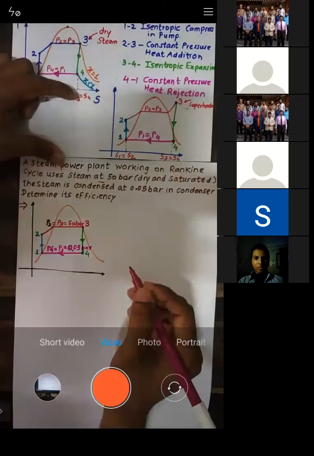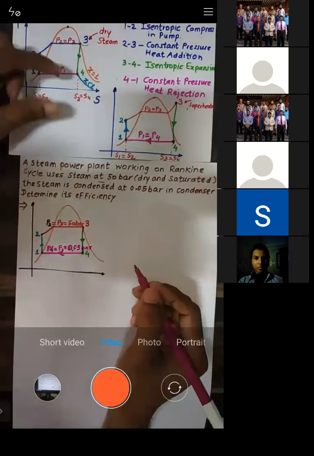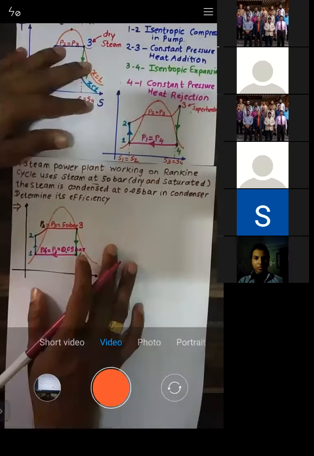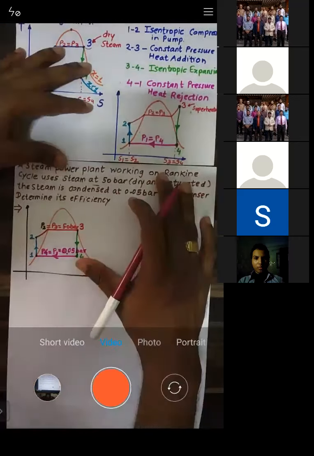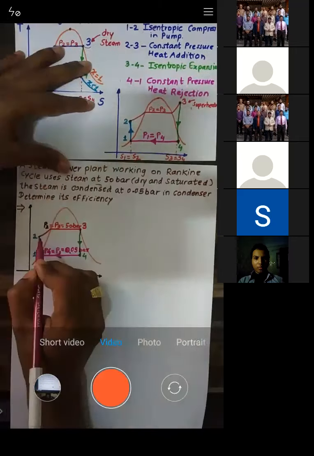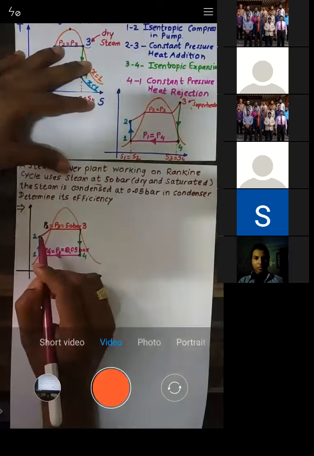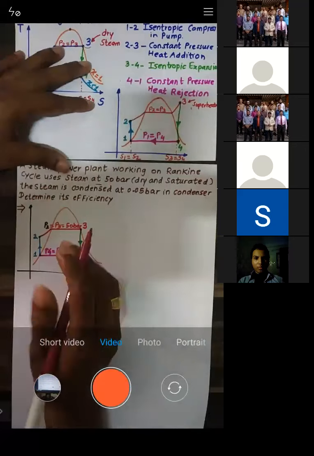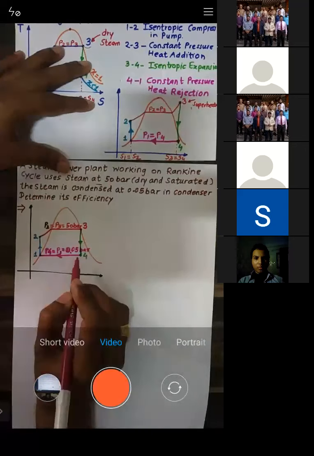See, there is no need of any confusion. In Rankine cycle, there are only two pressures. One is a boiler pressure, second is a condenser pressure. Whichever is higher, it's obviously a boiler pressure. Whichever is lower, it's a condenser pressure.